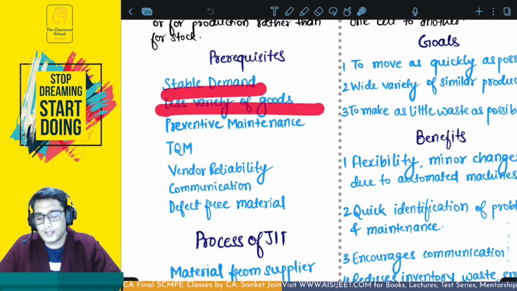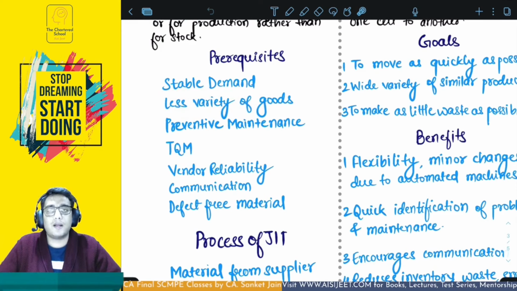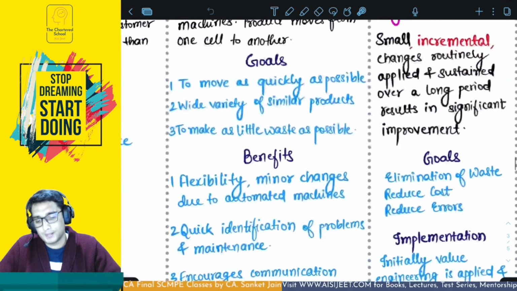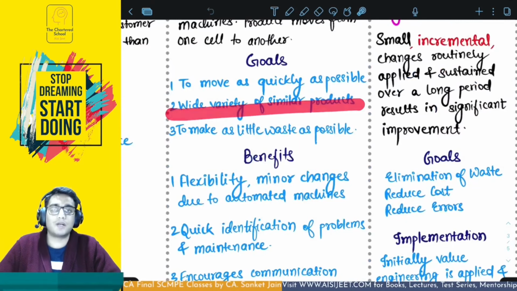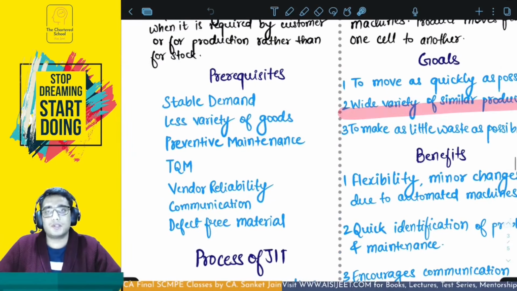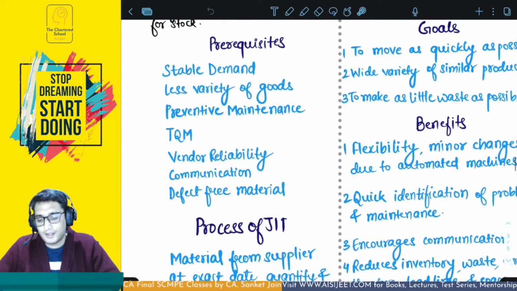Second is that less variety of goods should be produced. So again, I would repeat the point that you can produce wide variety of similar products, but not the different products. So less variety of goods, but wide variety of similar products. Again, that is also backed up by another method called cellular manufacturing that we're going to study just after just-in-time system is done. Third is preventive maintenance.